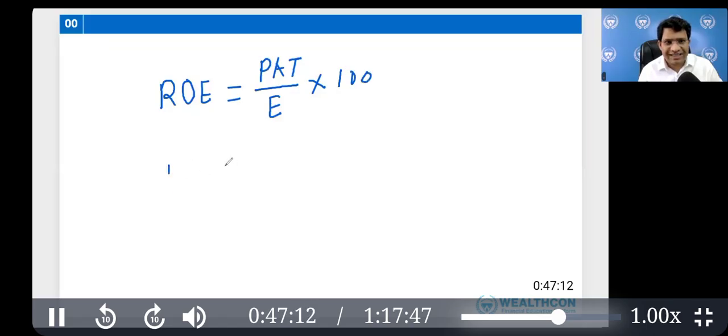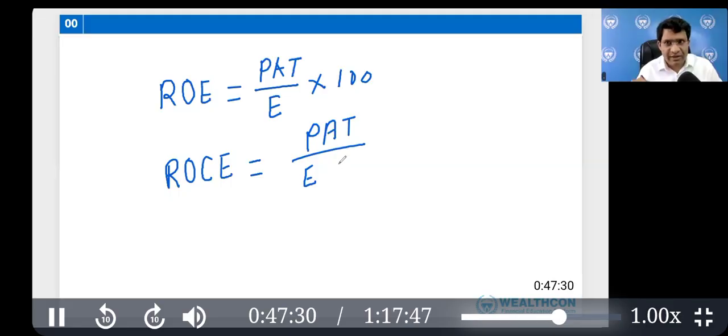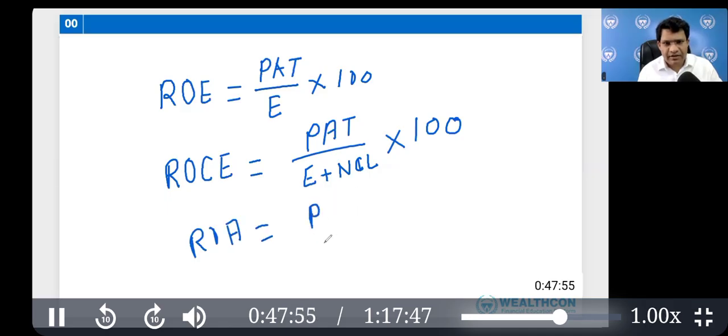Then there is ROCE as well, return on capital employed. The numerator remains the same, PAT. The denominator is total equity. It is not equity capital, but entire equity, which includes other equity as well. It is net worth basically, plus non-current liability, into 100. Books might give different definitions, but use this at Wealth Call. And ROA: PAT, that is profit after tax, divided by total assets, into 100.